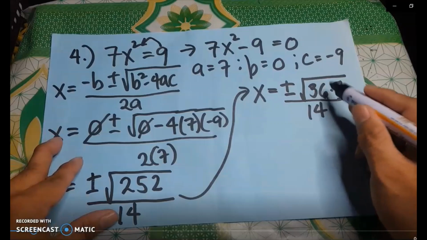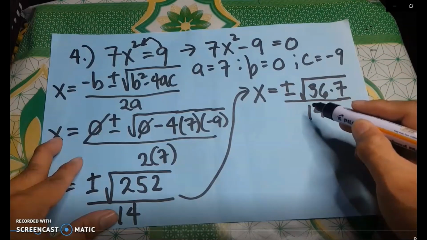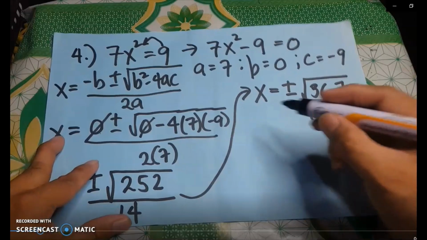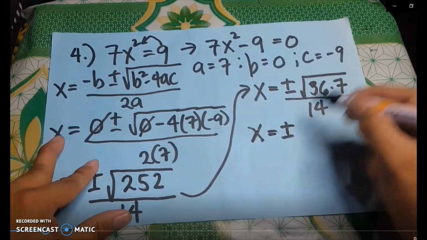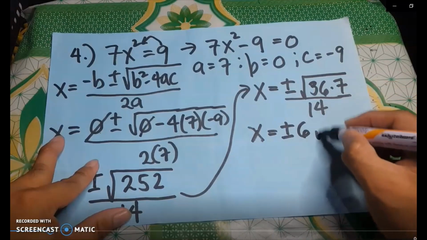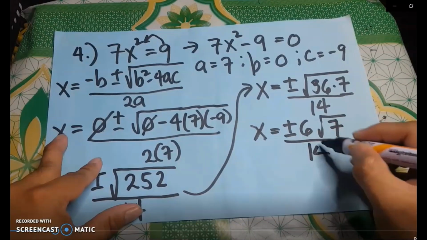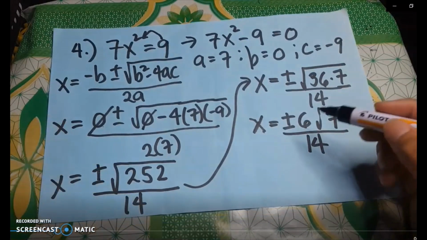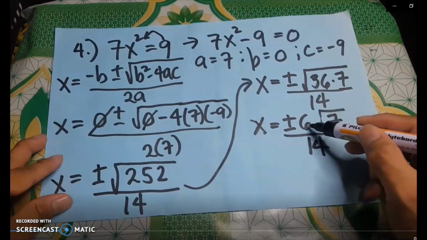So, we can bring out the root of 36. So, that will be x is equal to positive negative, then the root of 36 is 6, then 7 will be left inside the square root sign, which is square root of 7 all over 14. But looking at the numerical coefficient of square root of 7, that would be 6.